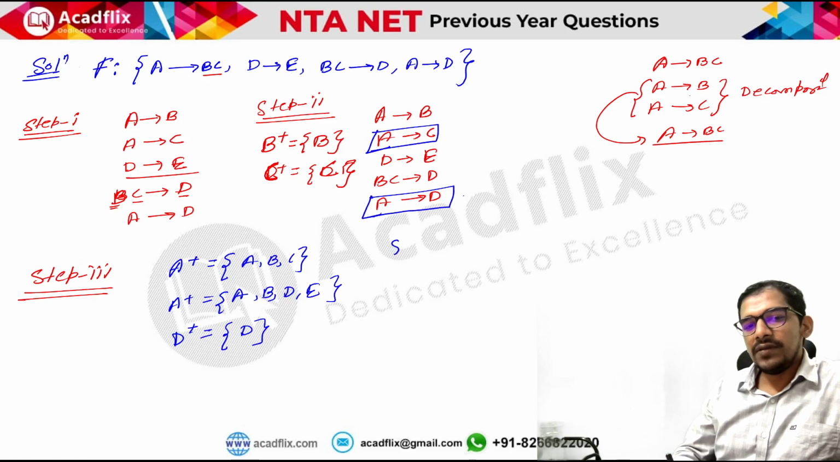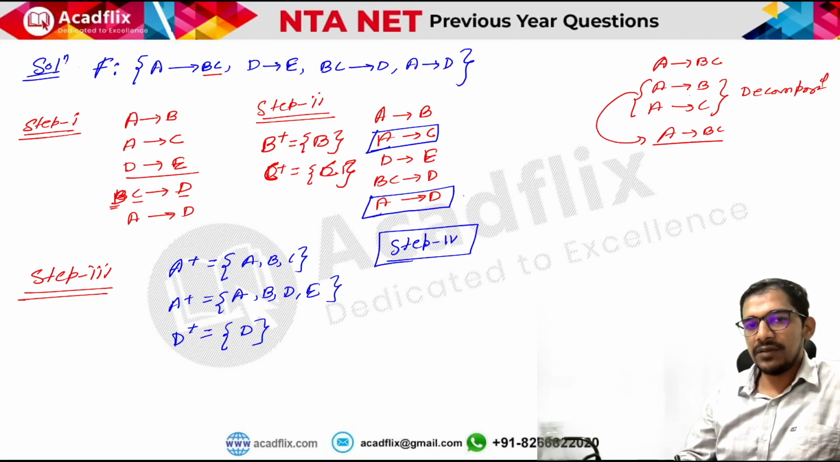Step 4 will be we will try to check: is there any functional dependency which is coming due to the rule of transitivity? Is there any functional dependency which is coming due to transitivity? So let us see that.